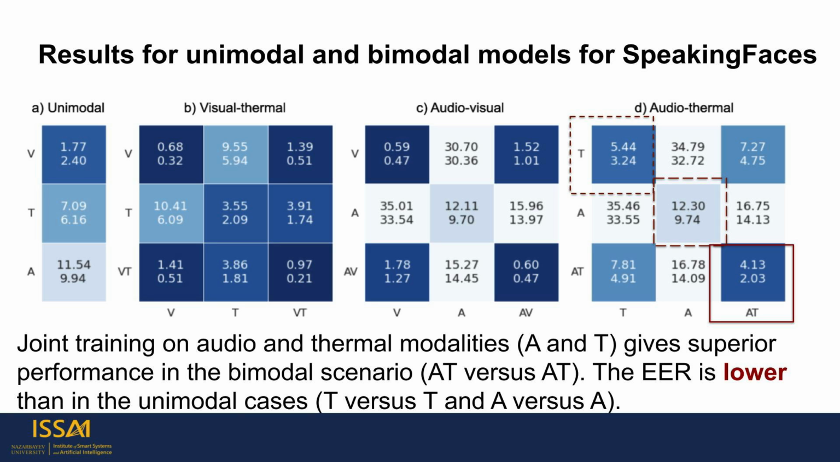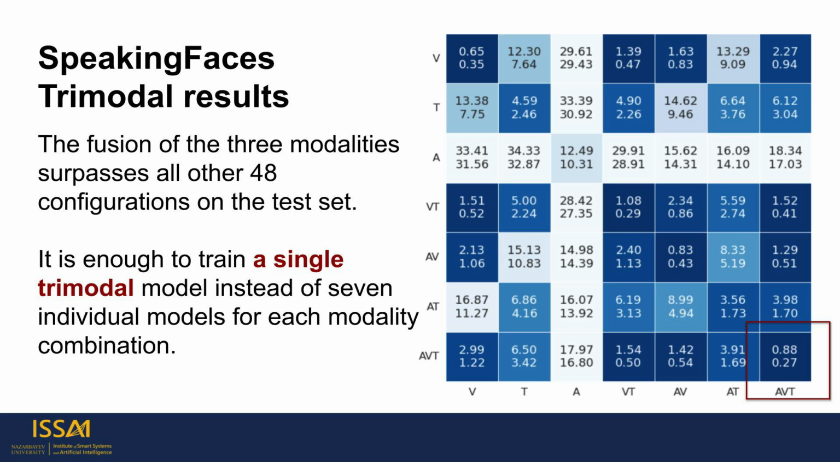When we train both audio and thermal modalities, we achieve significantly better performance in audio thermal evaluation scenario compared to using either modality alone. This joint training approach results in a lower equal error rate, demonstrating a superiority over unimodal training with just audio or just thermal data. The main highlight of our experiment is that it's enough to train a single trimodal model instead of 7 individual models for each modality combination. The trimodal results effectively contain all possible evaluation scenarios, such that the scores are comparable with the 6 models presented prior. The fusion of 3 modalities surpasses all other 48 configurations on the test set.